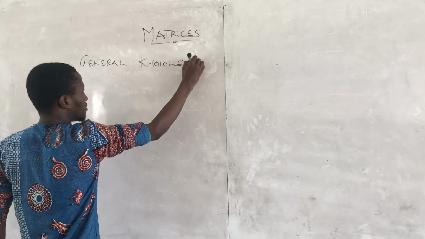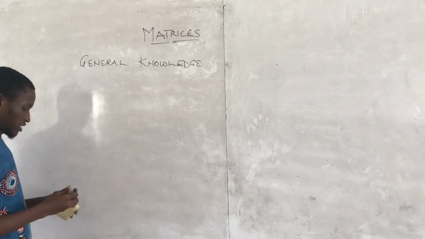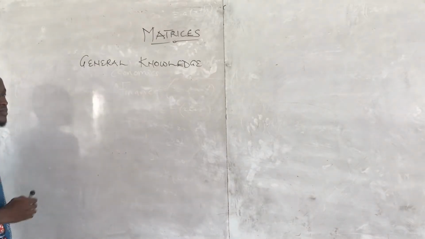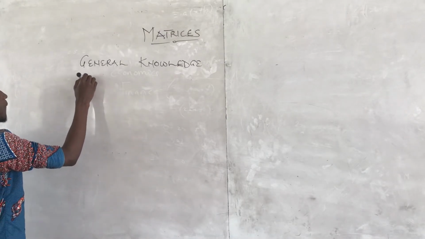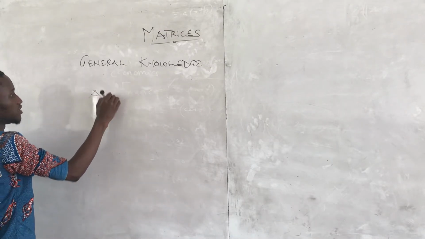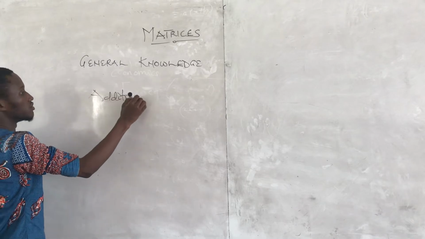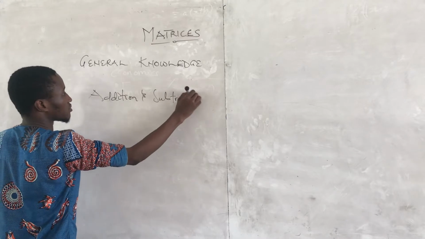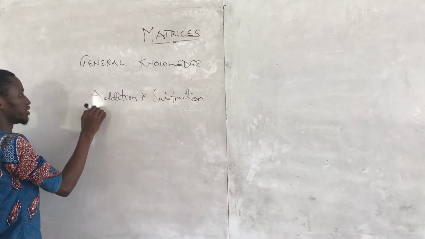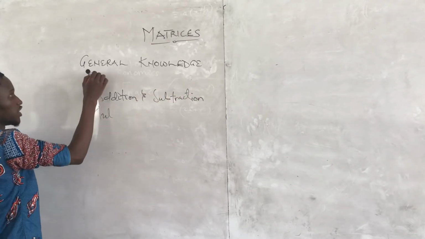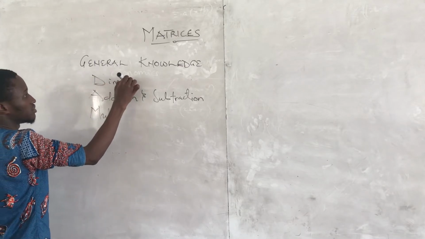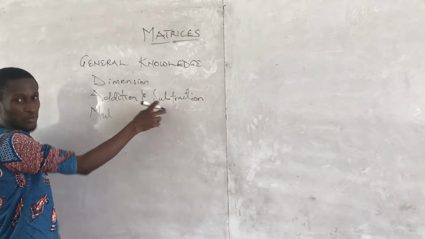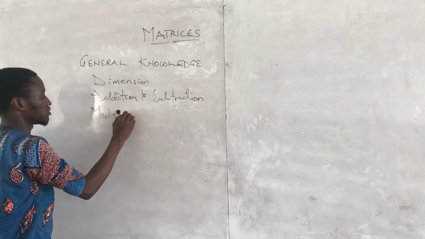So basically what we are supposed to know is, we will look at addition and subtraction of matrices. We will look at multiplication of matrices. First we will look at the dimension of a matrix. So addition and subtraction of a matrix, we look at multiplication.